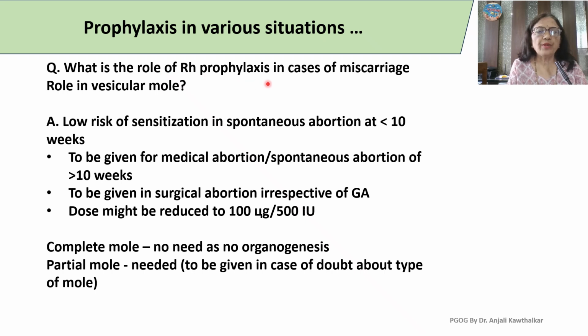What is the role of Rh prophylaxis in cases of miscarriage and in cases of vesicular mole? Now, the risk of sensitization is low in spontaneous abortion of less than 10 weeks. It should be given whenever there is a medical abortion or spontaneous abortion of greater than 10 weeks. Prophylaxis should be given in surgical abortion irrespective of gestational age. Dose might be reduced to 100 microgram or 500 international units, but if this dose is not available, then the full dose of 300 microgram or 1500 international units needs to be given.